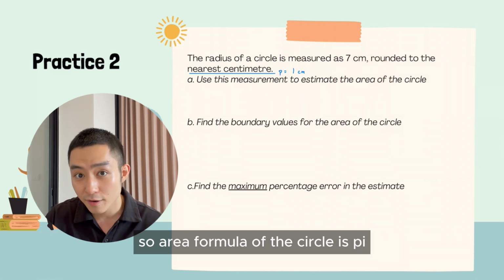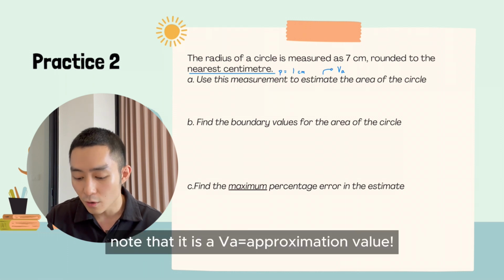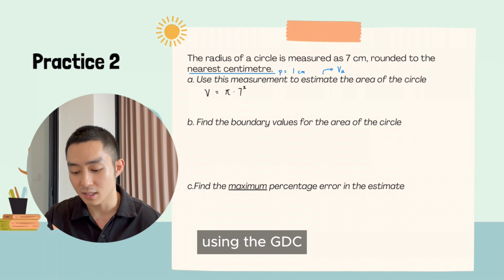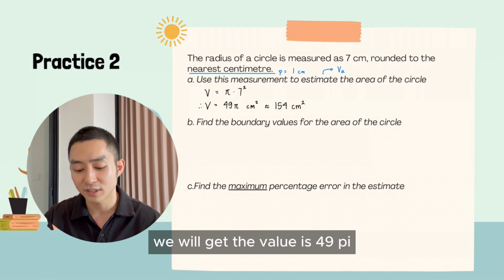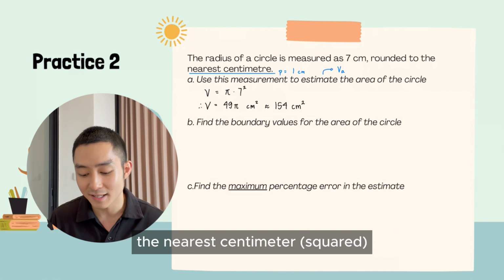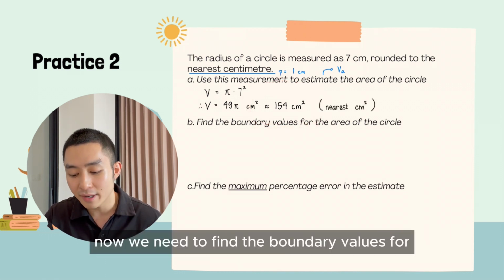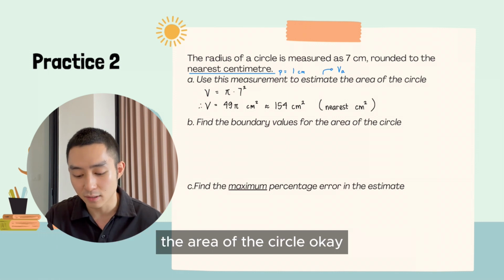Okay, so the area formula of the circle is pi multiplied by r squared. Note that it is an approximation value. Using the GDC, we will get the value is 49 pi, and you have the option to round it to the nearest centimeter, which is 154. Now we need to find the boundary values for the area of the circle.